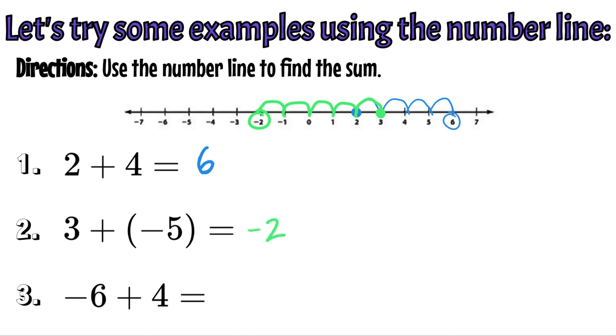Number 3, we have -6 plus 4. So again, we start by graphing the number -6. And in this problem, we're adding +4, which means we move to the right 1, 2, 3, 4 spaces. And that gets us also to -2. So -6 plus 4 equals -2.